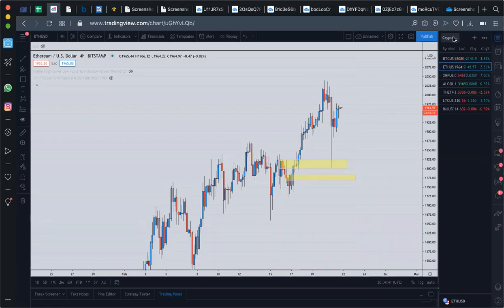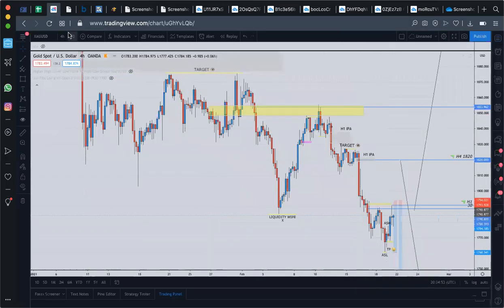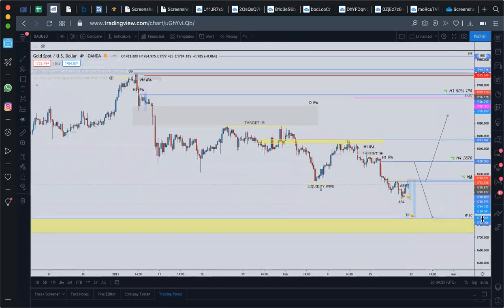So Ethereum's doing its thing, still going up. Not surprising. Let's go into gold. It's been frustrating. It's my baby usually, but it's been a little bit frustrating. It's just up and down. But I'm actually still holding a sell from here.